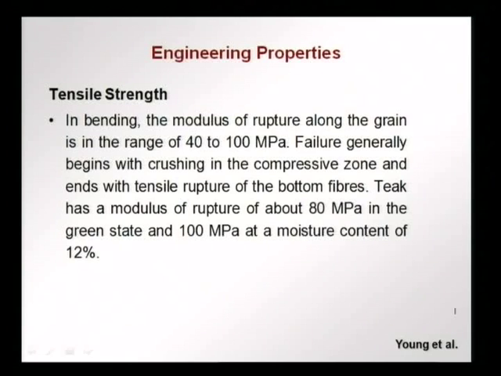Teak wood has a modulus of rupture about 80 megapascal in the green state, and at a moisture content of 12% about 100 megapascal. So, you can see the values are quite high compared to many other materials that we use in construction like concrete.